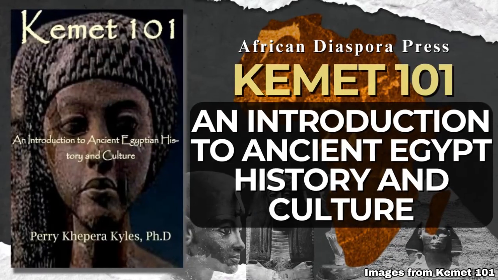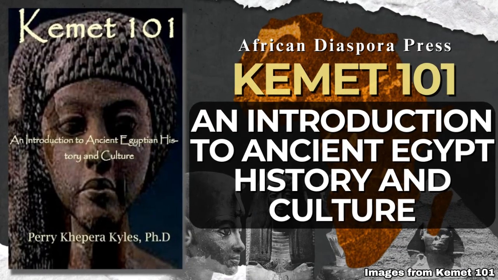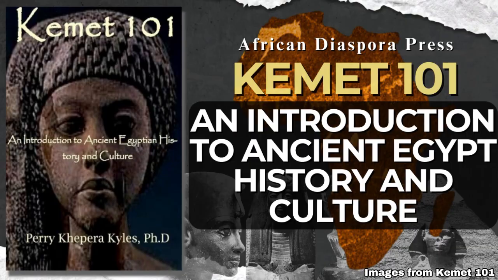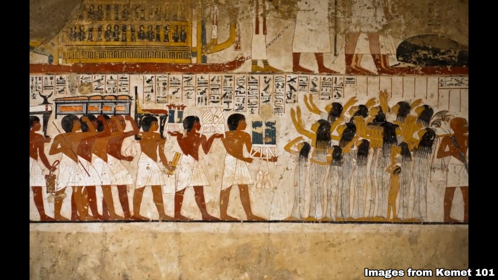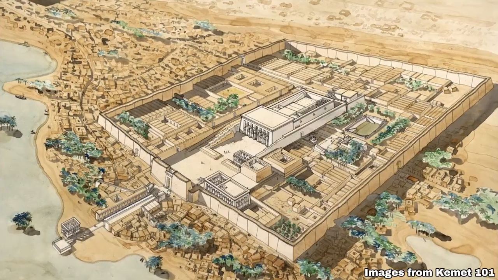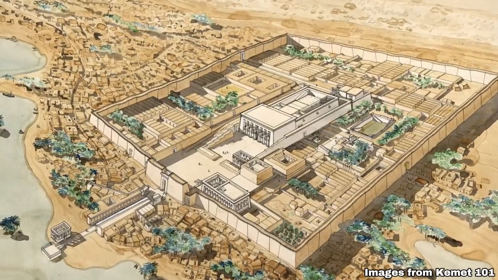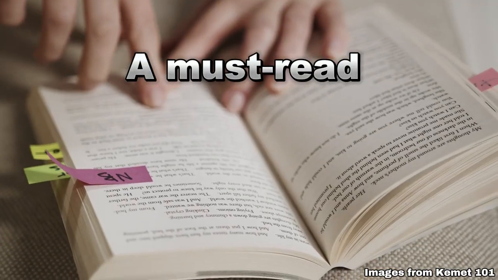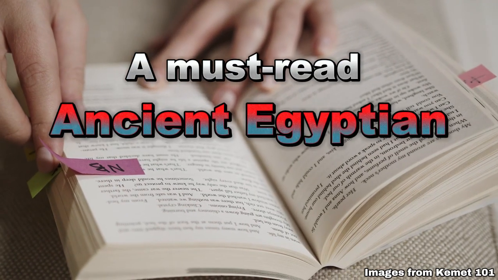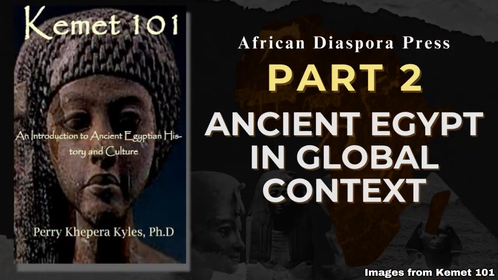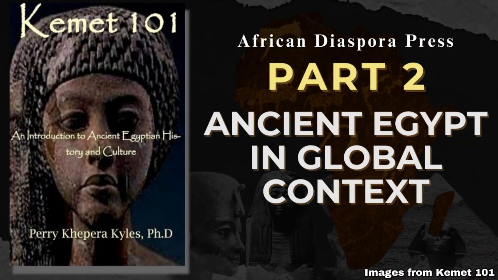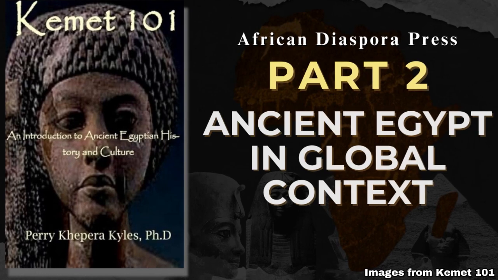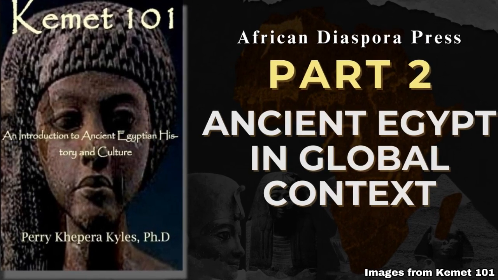Kemet 101 by Dr. Perry Kepper-Kyles vividly explores the often misunderstood culture of ancient Egypt, debunking myths, including the Asiatic origin of Nile Valley civilizations. It is a must-read for those interested in ancient Egyptian or African history. To fully grasp part 2 of the book, Ancient Egypt in Global Context, here are some images included, along with the history behind them.